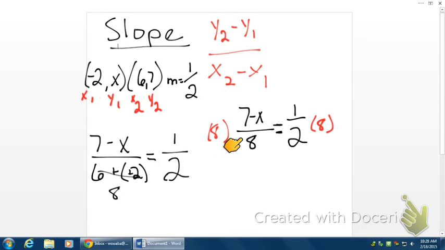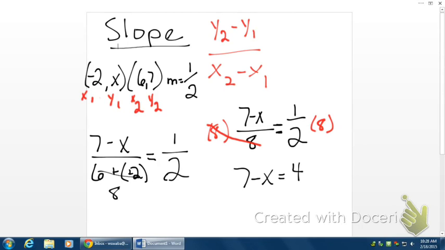That's what we're going to do. We're going to multiply both sides times 8. Now on this left side, that cancels that. So all we have left on this left side is 7 minus x. Now for this 1/2 times 8, what does that give me? What's 8 times 1/2? What's half of 8? It gives me 4.